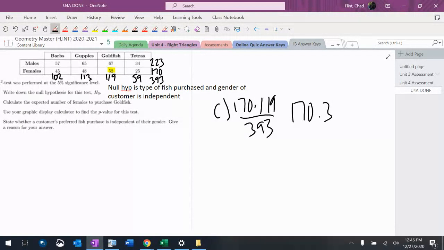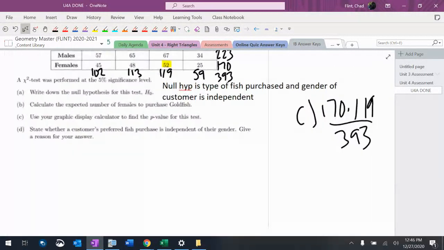Is that 170.3? Because it's mostly three significant figures. So the problem is I can't get three. I'm either going to get two because 170 has two, or I'm going to get four with 170.3. I would put this down right here, 170.3.